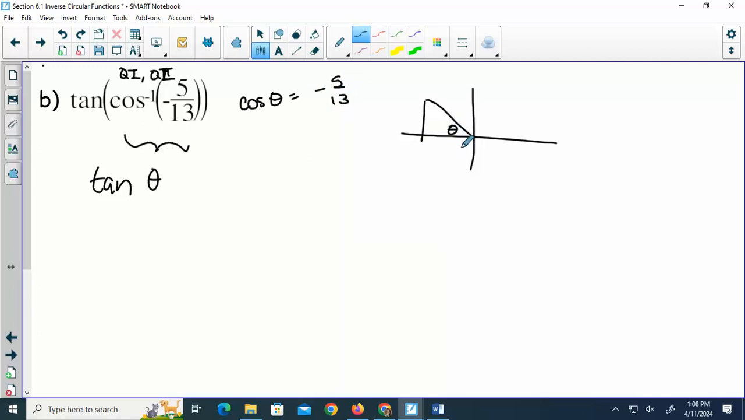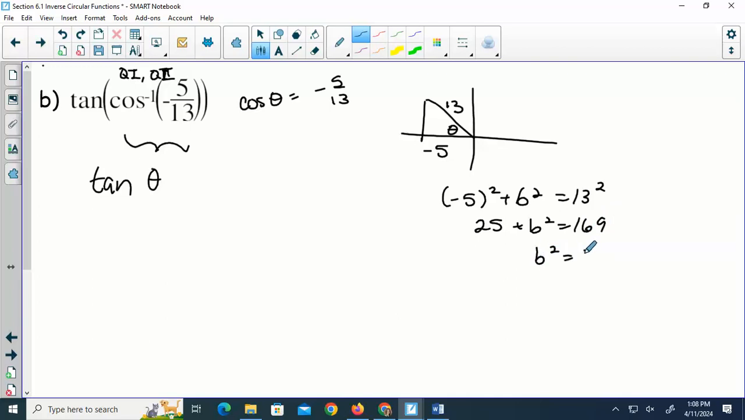Here's my triangle. Cosine is adjacent over hypotenuse. A squared plus b squared equals c squared. So tangent, opposite over adjacent, is 12 over negative 5, negative 12 over 5.